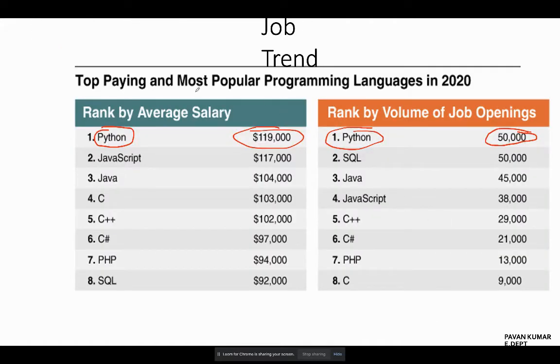According to the job trend now, the highest paid in the world is the Python coder or developer. It is in dollars: $119,000 will be paid, the highest paid. The second highest paid will be JavaScript. The rank by volume of job openings is around 50,000. Companies are hiring 50,000 people. So you can understand the importance of Python now.